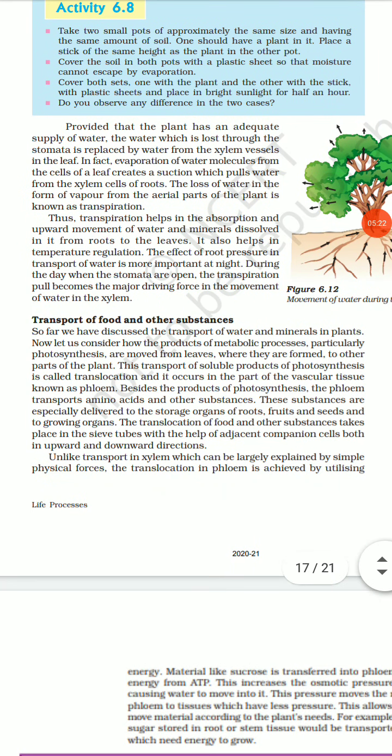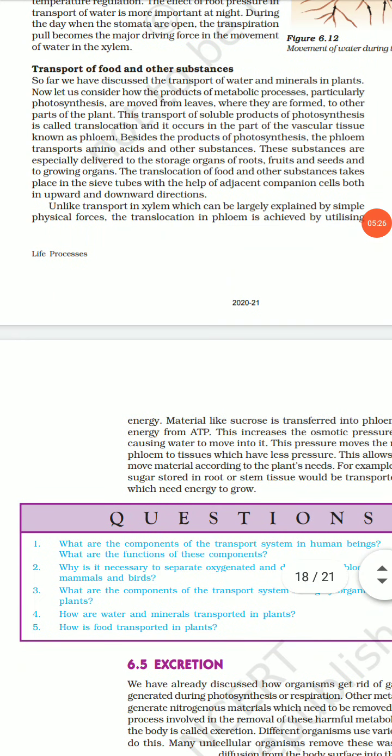Next, how are food and other substances distributed? They are distributed via the phloem. The phloem transports amino acids and other substances, and it can flow upwards as well as downwards. The translocation of food and other substances takes place in sieve tubes with the help of adjacent companion cells, in both the upward and downward directions.